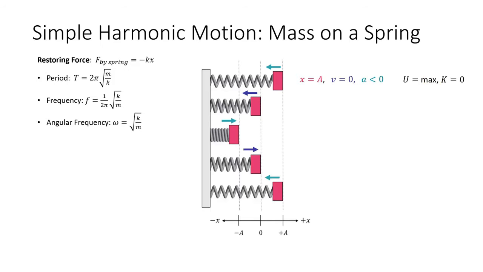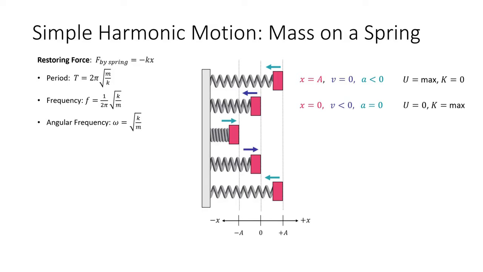Okay, and so then the next snapshot in time, our mass has moved to the equilibrium position. Right at this moment in time, the acceleration has to be 0 since the restoring force is 0. And at this point, we also have v, which is going to be negative. So the block is moving to the left.